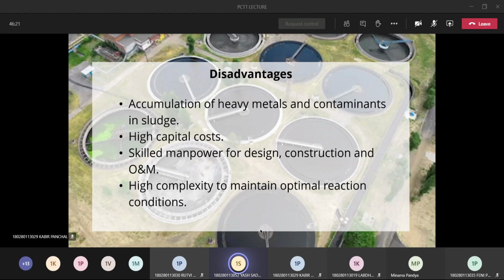In this process, heavy metals and contaminants are accumulated in sludge. The whole plant has a high capital cost. Also, it requires skilled and qualified manpower for the design, construction, and operation and maintenance of the facility. The optimal reaction conditions are highly complex to maintain. Next slide.